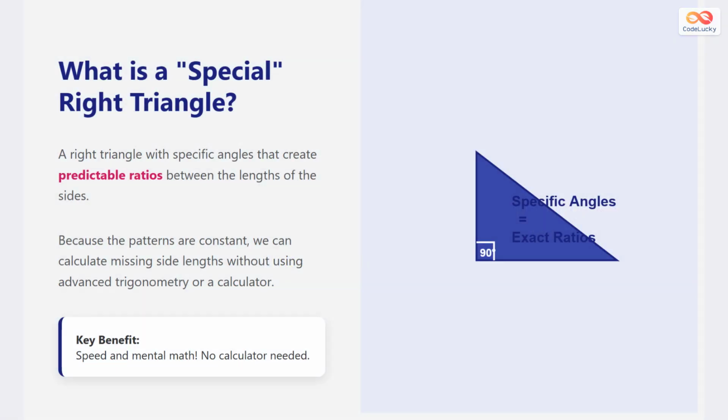So, what exactly makes a right triangle special? It is all about predictability. While most right triangles require complex trigonometry to solve, special right triangles have specific angles that create exact, consistent ratios between their side lengths. This means if you memorize the pattern, you can solve them instantly without a calculator.